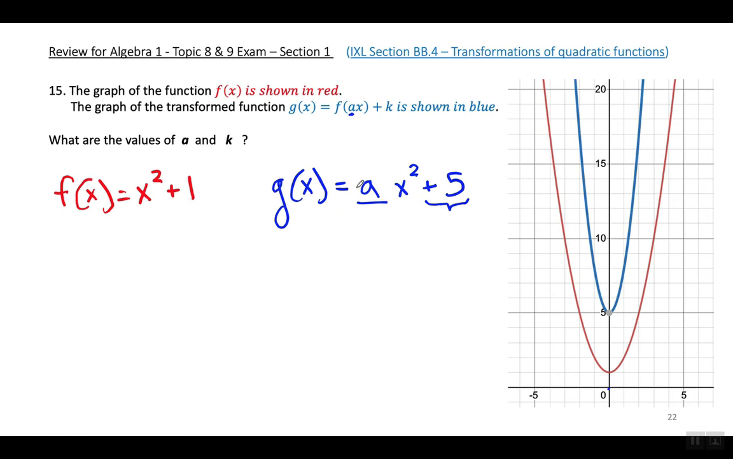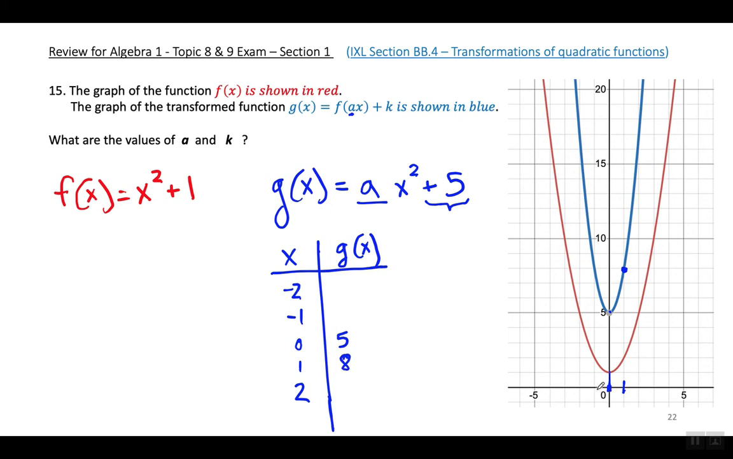Now let me make a table of values for g of x, and that'll help me figure out what number goes here. Here's x and here's g of x. Let's use the same numbers that I always use. Let's start with 0. When x is 0, what is y? When x is 0, y is 5. When x is 1, what is y on the blue line? When x is 1, y is 8.